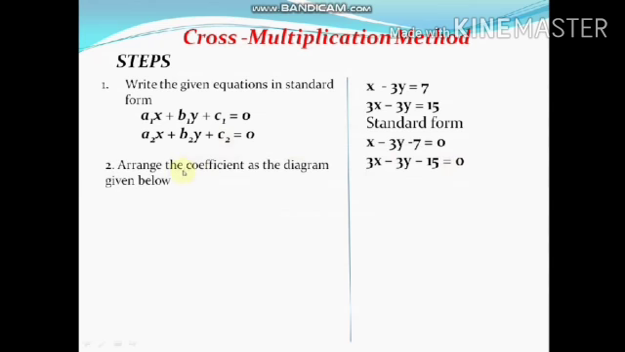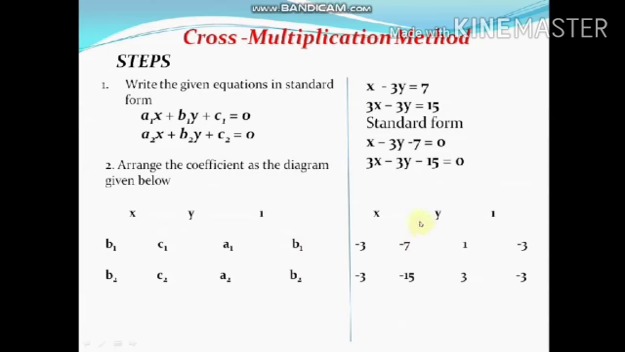In second step, arrange the coefficient as the diagram given below. Look at this diagram, student. Below x we will write coefficient of y and constant term. Below y we will write constant term and coefficient of x, and below 1 we will write coefficient of x and y.